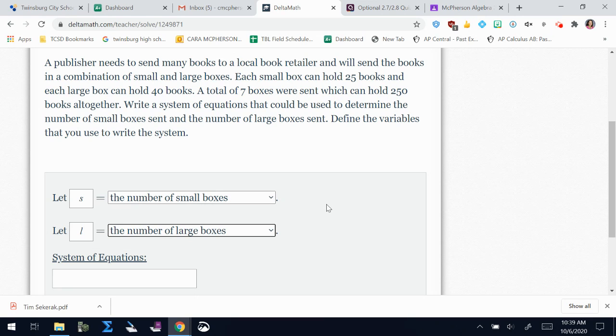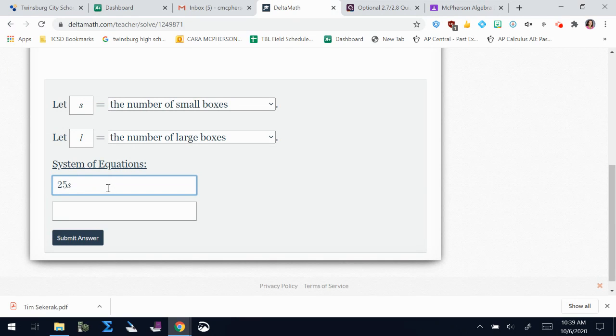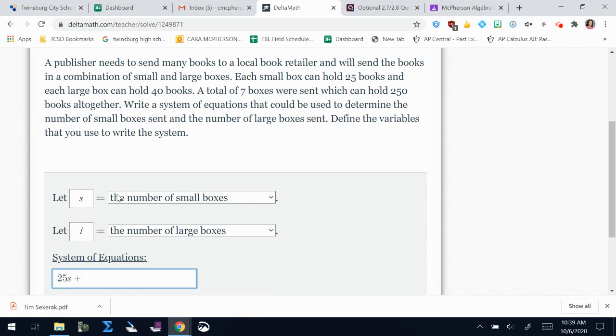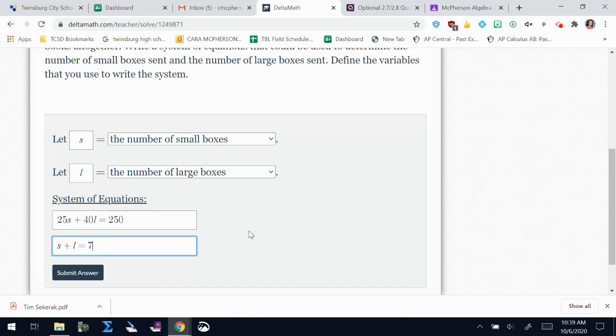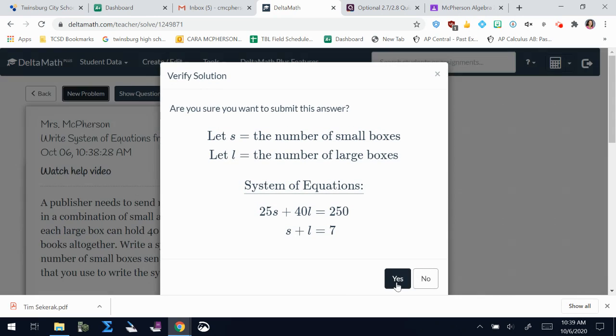So now we need to write two equations. Well, we know small boxes hold 25, so 25S goes in a small box. And we know that 40 books can go in a large. So 40L, and that's going to equal 250, the total number of books that went. So there's my total books, 25 in small, 40 in large, 250 total. And then the next thing I know is that there were 7 boxes sent total. So if 7 boxes were sent total, that means if I add up how many small and how many large, I would get 7 total. So again, this is how many books were in the boxes. This is how many total boxes. I'm going to submit, and we're good to go.